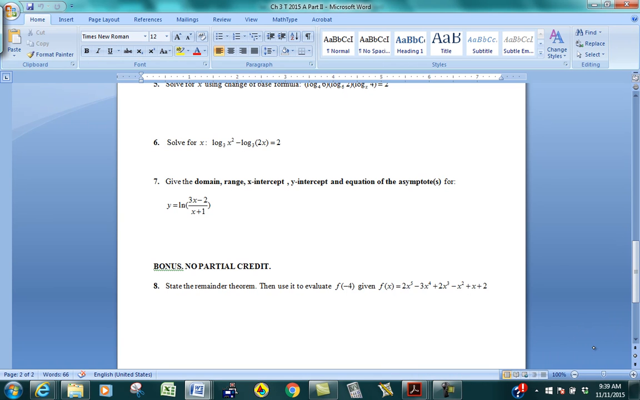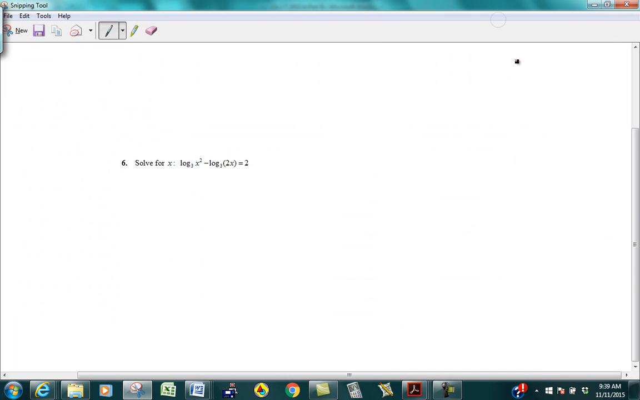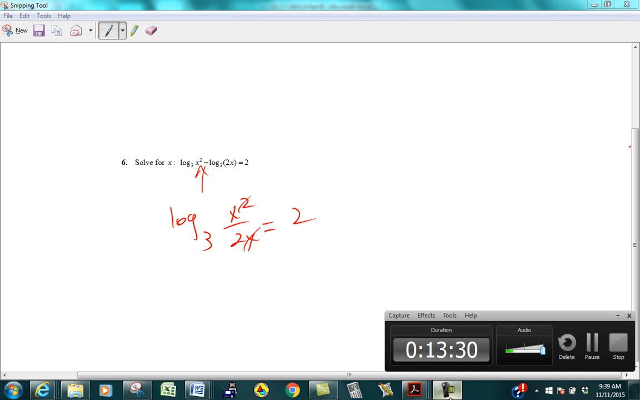Resume. We are now on to problem number 6, and that's a solve-a-log-equation problem. Again, this is based on properties of logs. So when you have a subtraction here, you know that it should be a division, right? x squared over 2x equals 2. And here's where people made a slight mistake. All they did was start out canceling this x and this x. When you do that, you lose a potential solution.